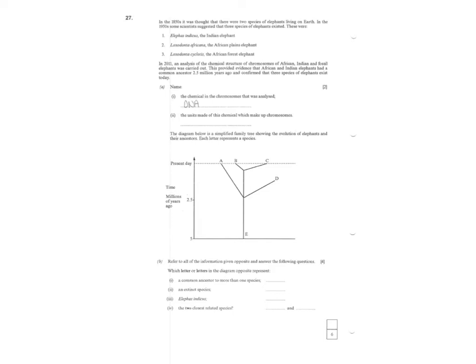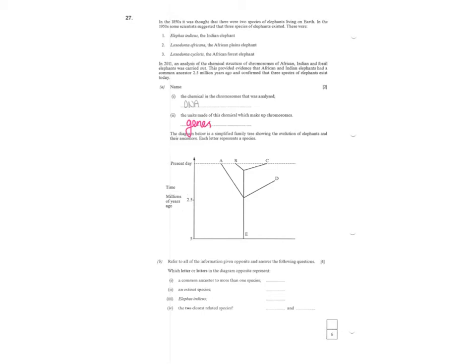Name the chemical in the chromosomes that was analysed. The answer is DNA. The units made of this chemical, which make up chromosomes, so they are our genes. Sorry, I don't know why that question is missing.